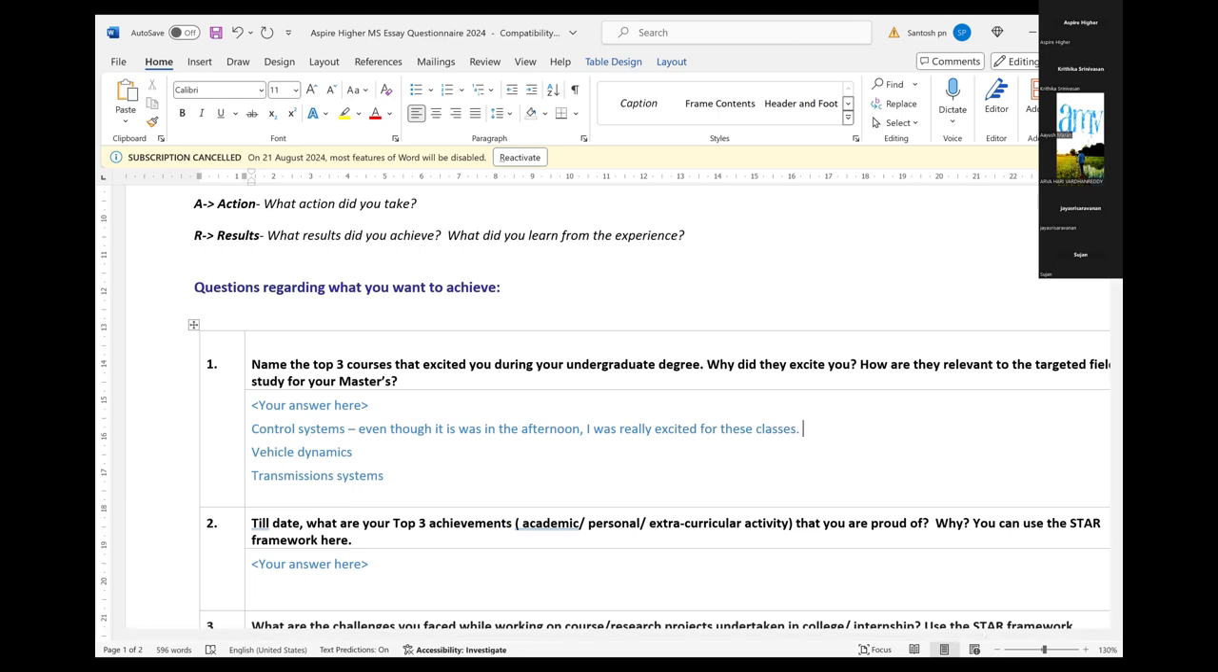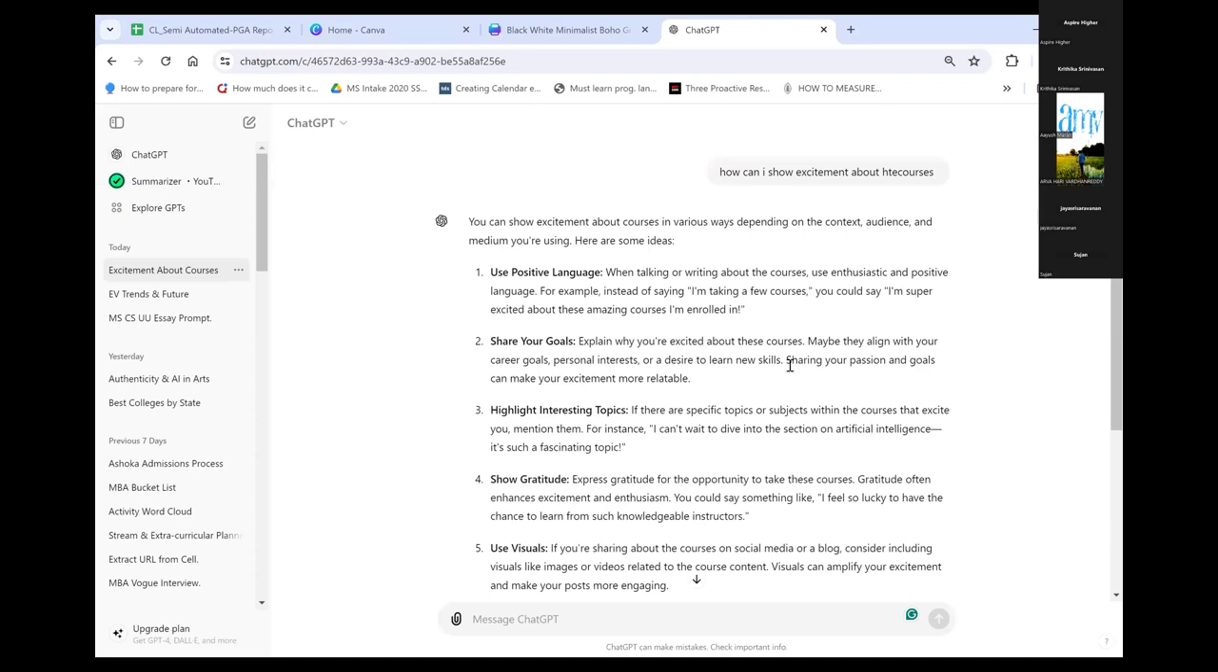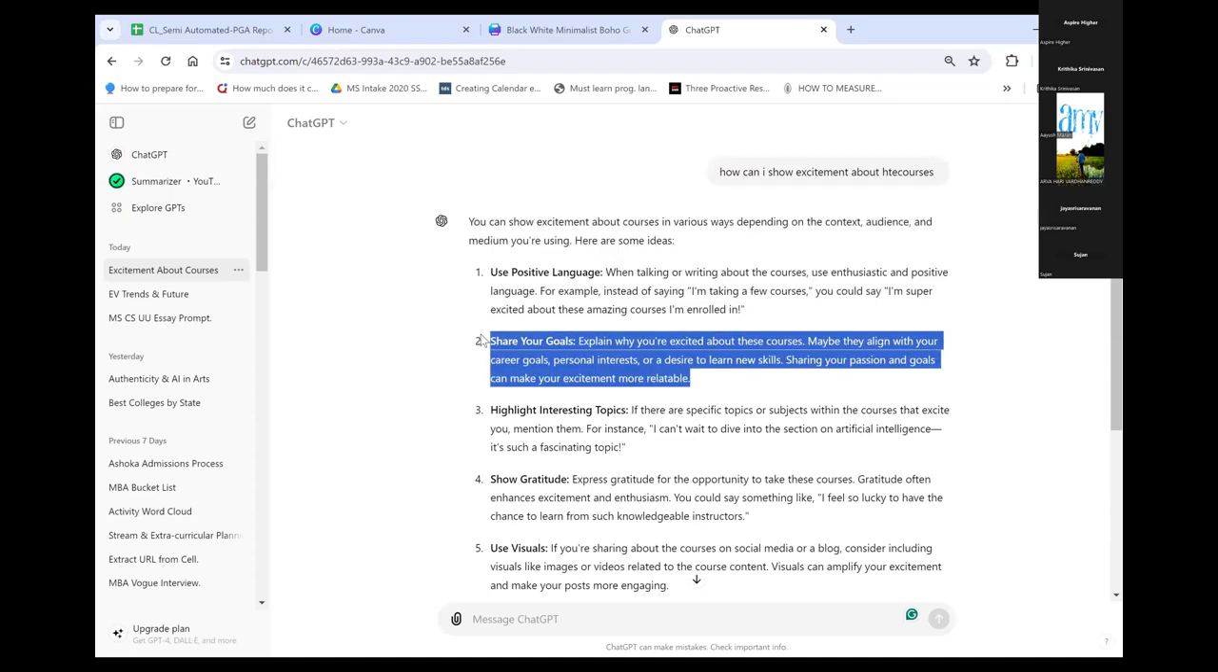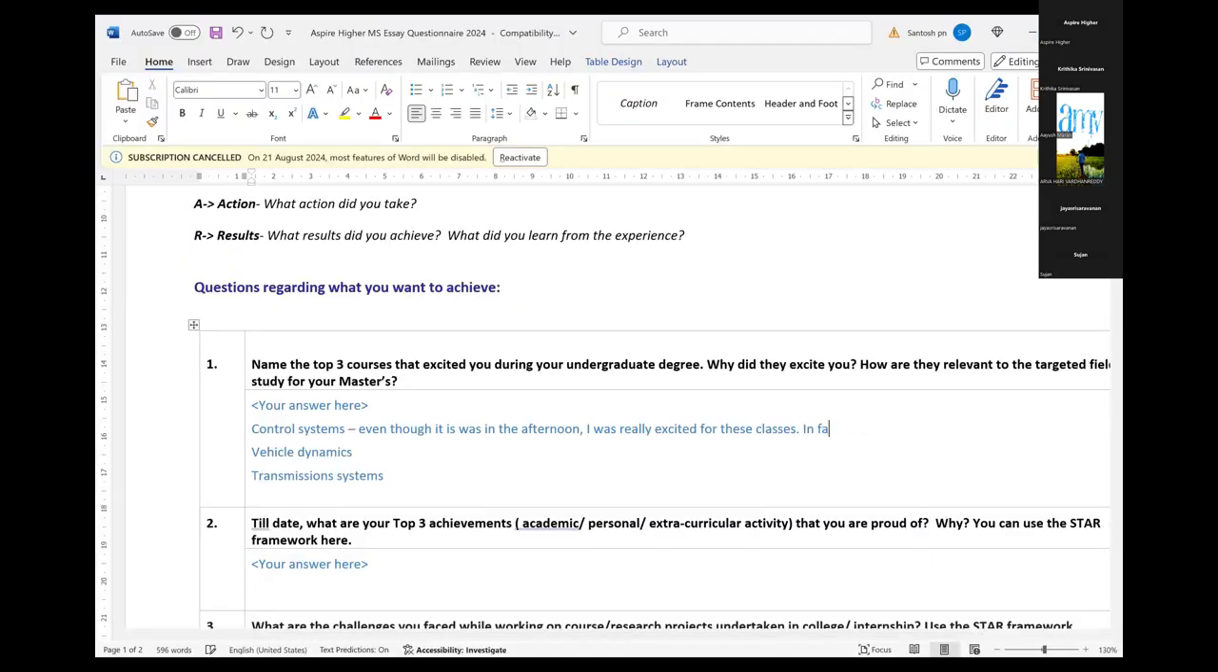So what does ChatGPT give me? It gave me a thinking point about the goals. What goals did I have about it? So then I can write, you know what? In fact, when we did the line follower, I can talk about it. I can talk about this project, and then show what I learned about the control systems, etcetera. Very nice. Then what can I do?